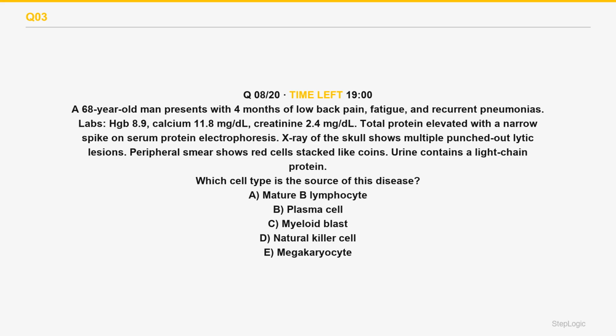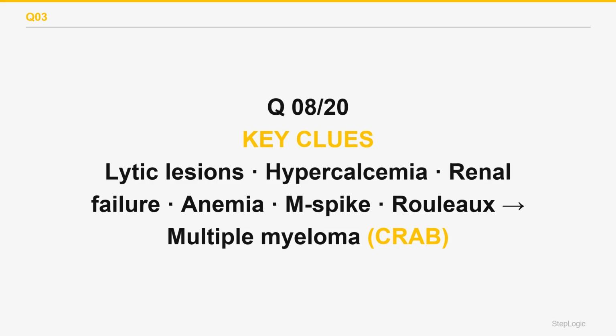Read the command. Source cell type. Old man, bone pain, lytic lesions, hypercalcemia, renal failure, anemia, M spike, rouleaux, Bence-Jones protein: multiple myeloma. Multiple myeloma is a malignant proliferation of plasma cells, terminally differentiated B cells that produce antibody. The neoplastic plasma cells secrete a single monoclonal immunoglobulin, the M spike, most often IgG.